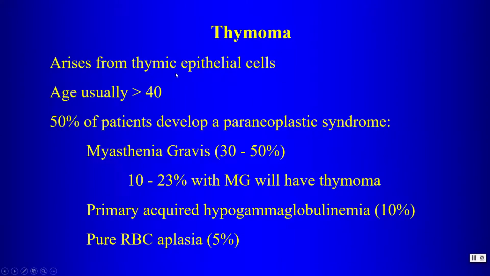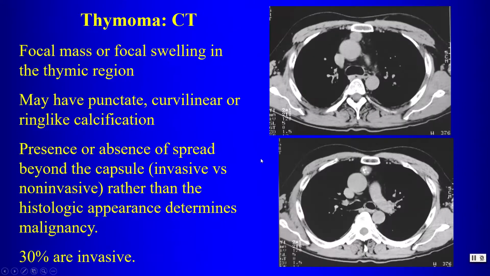So thymoma usually arises in patients greater than age 40. 50% will have a paraneoplastic syndrome, especially myasthenia gravis. 30 to 50% of patients with thymoma have myasthenia gravis. 10 to 23% of patients with myasthenia gravis will have thymoma. These are some other paraneoplastic syndromes that can also be associated with thymoma.